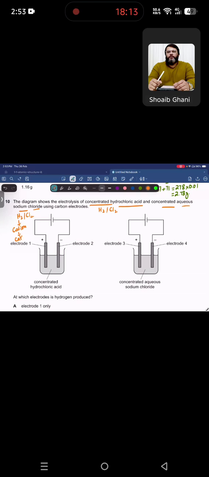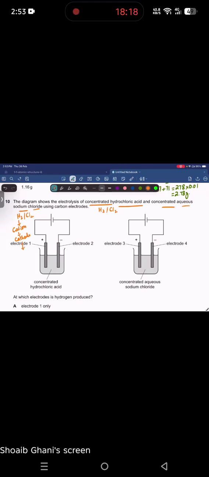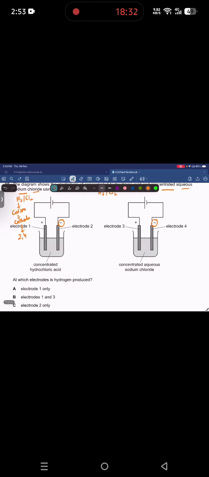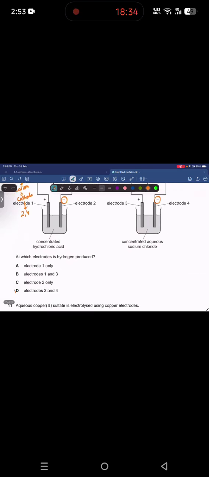Hydrogen is a cation. The nature of hydrogen is a cation here. So the cation is always produced at the cathode. So for the cathode, it is always produced at the cathode. So the correct answer here is 2 and 4. Both are the negative charge here, 2 and 4. So the correct answer is D. Any question you want to ask?